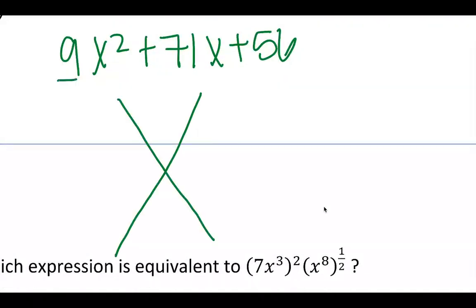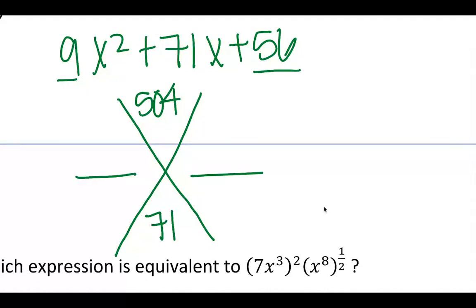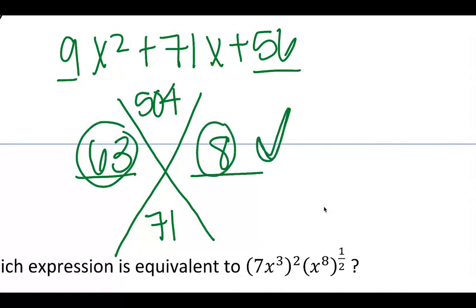So I've got 9 times 56 is going to give me 504. Then bring the 71 down. I got to think of things that are going to multiply to 504 and add to 71. To be honest, y'all, I had to plug this into Desmos beforehand to try to figure it out. And I ended up with 63 and 8. 63 times 8 is going to give me 504, and then 63 plus 8 is going to give me the 71. So this checks out.